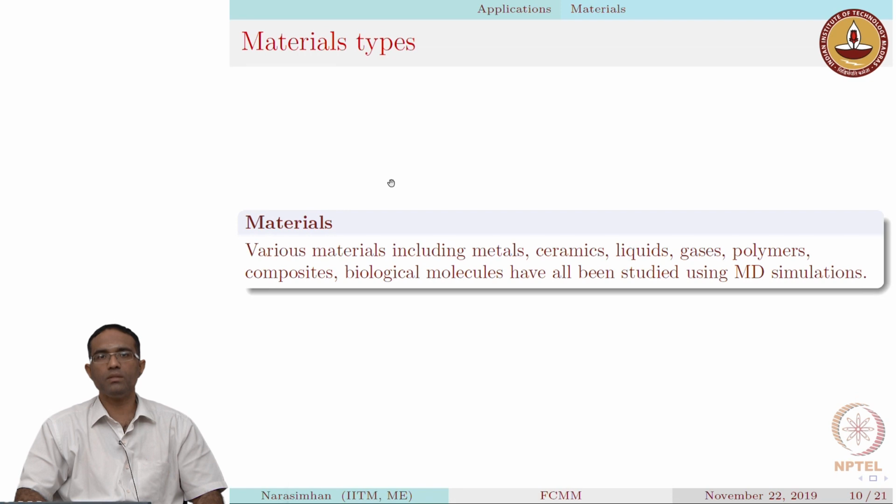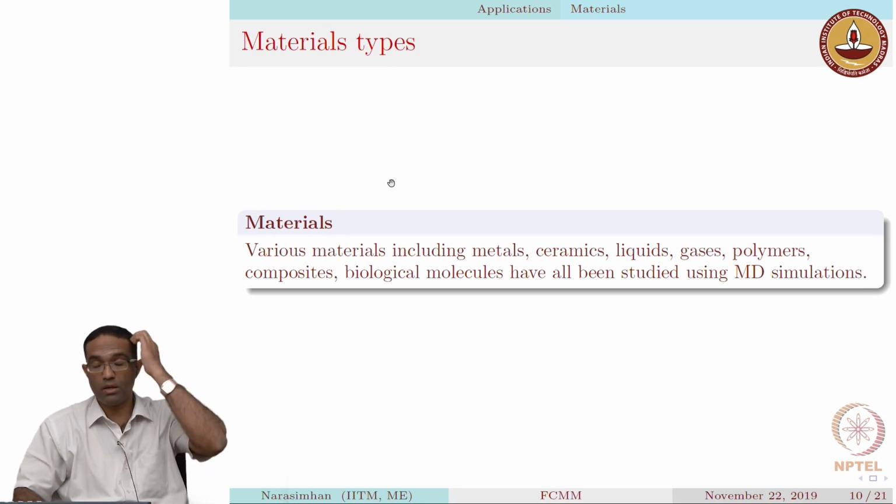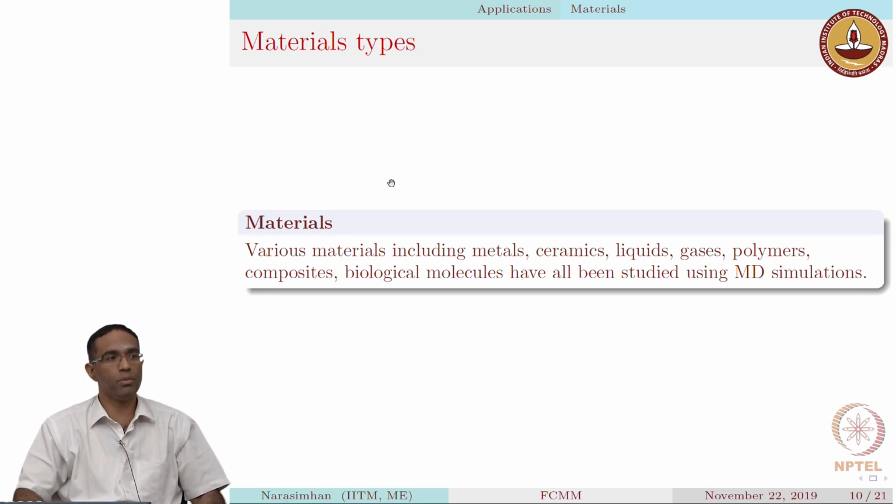So that being said, various types of materials are currently being researched when it comes to molecular dynamics simulations. People have looked at metals, ceramics, liquids, gases, polymers, proteins, composite materials, etc. All have been studied using MD simulations. This course will generally look at some examples of ideal gases, metals, and a simple example which uses a ceramic.